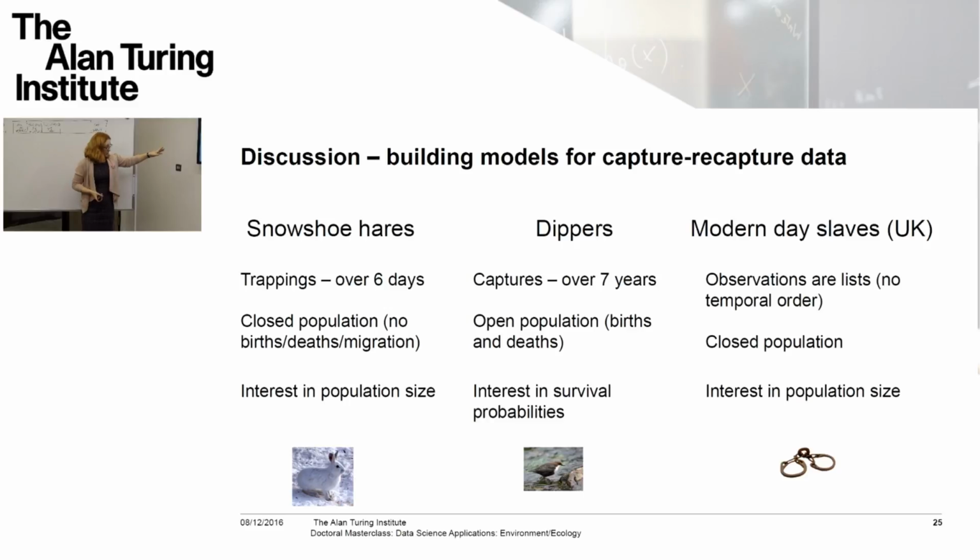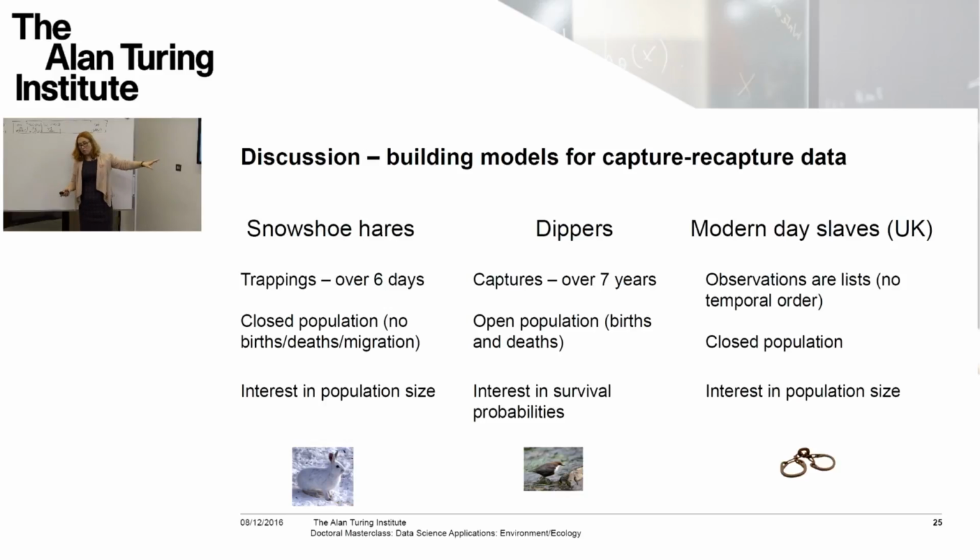In the dippers, we're not typically interested in the total population size. We're doing it from one year to the next, and we're interested in their survival probabilities. So we're interested in a completely different thing here. We need a longer time scale to collect the data, to allow animals to die, in order to then estimate their survival probabilities.